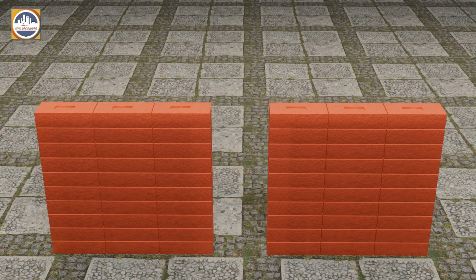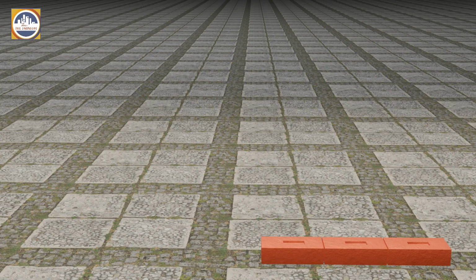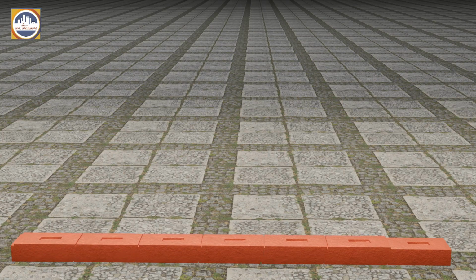So due to continuous joints and straight line of bricks, the wall will fail because the load distribution is only on that line of bricks, which is a very small portion of the wall. So it will fail as shown in the video.